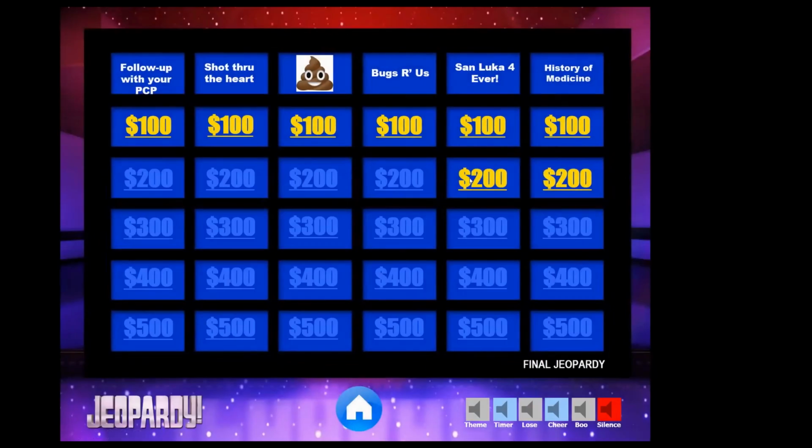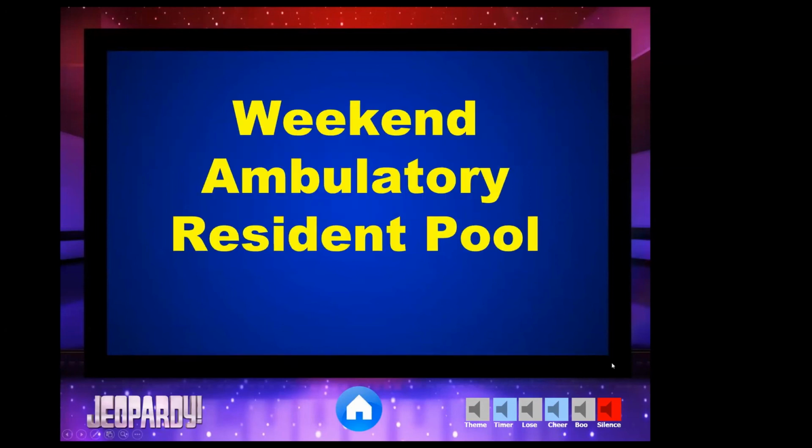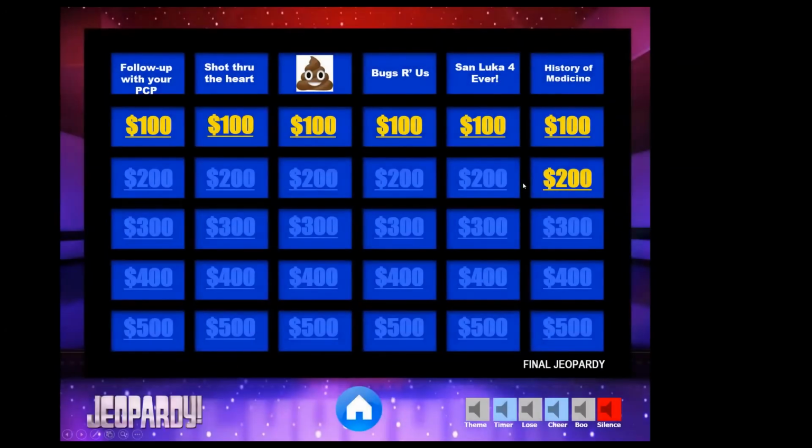Next, San Luca for 200. What does WARP stand for? Weekend Alternative Resident Pool. That is not correct. Anybody else? Weekend Ambulatory Resident Pool. That is correct. Rohit, which team are you in? Team 3. Team 3 gets the points. Yeah. Connor is very happy.